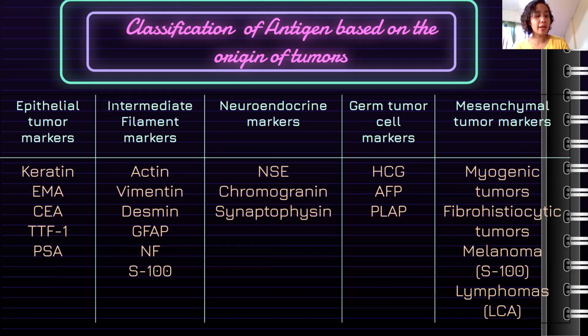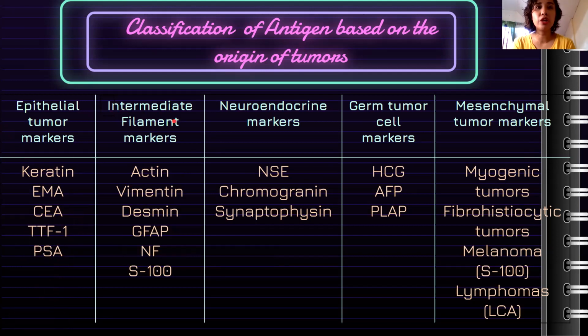We also have EMA, epithelial membrane antigen. It's positive for adenocarcinoma. Adenocarcinomas are cancers that are from your glands. So, class, please go over it. Then CEA, which I won't forget, is for the gastrointestinal tract. PSA, prostate specific antigen, for prostatic cancer.